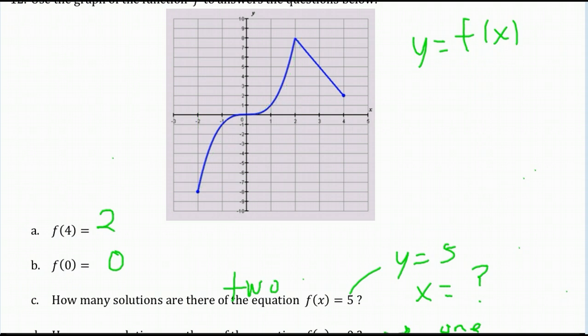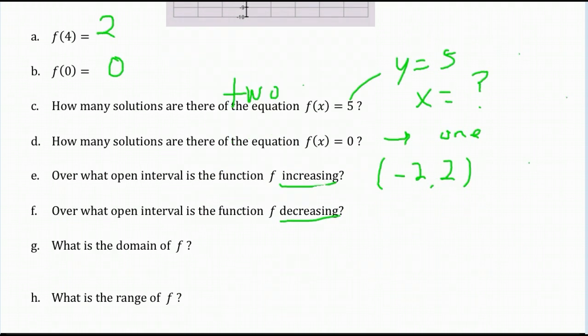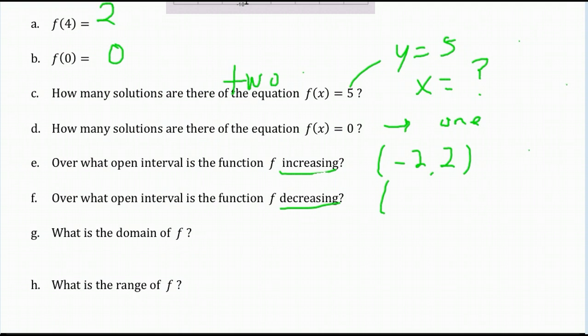And likewise, our graph is going down on this portion of the graph, or our function is going down on this portion of the graph. That's over top of the open interval on the x-axis from 2 to 4. Okay, so that's our open interval for where our function is decreasing. What's the domain of the function? That's where we want to know what x values are we plugging in.